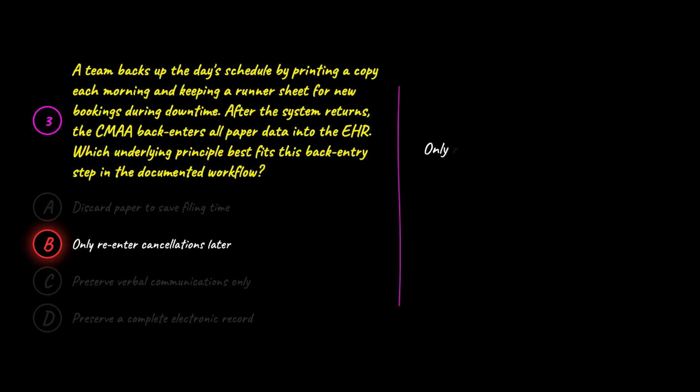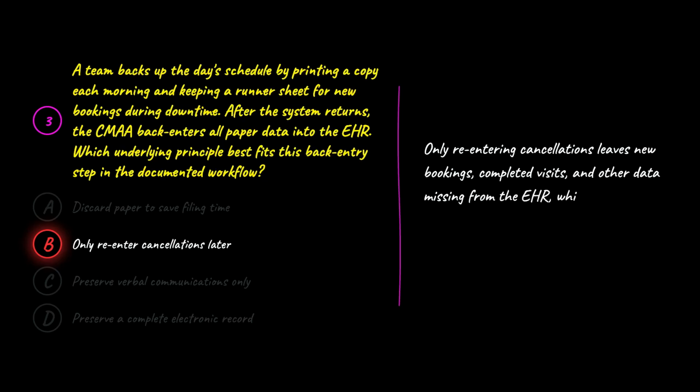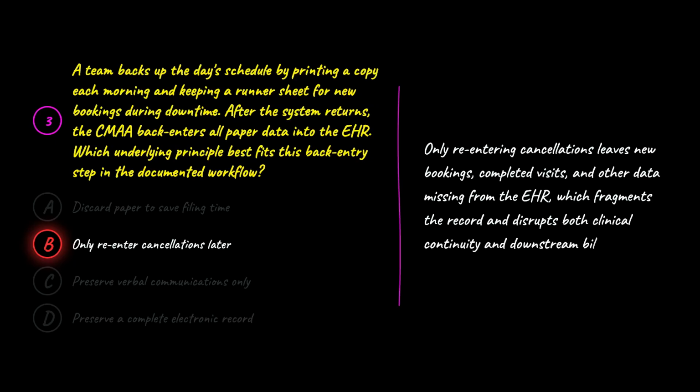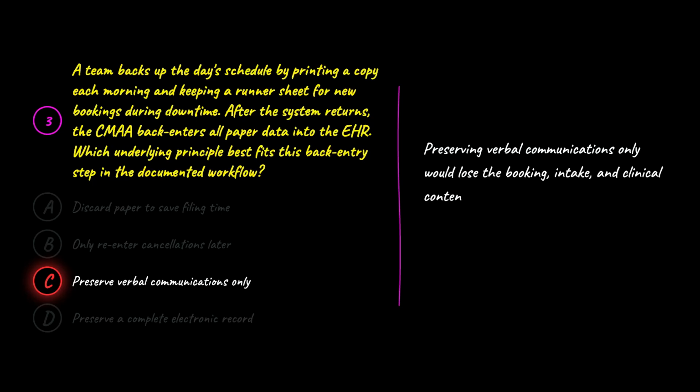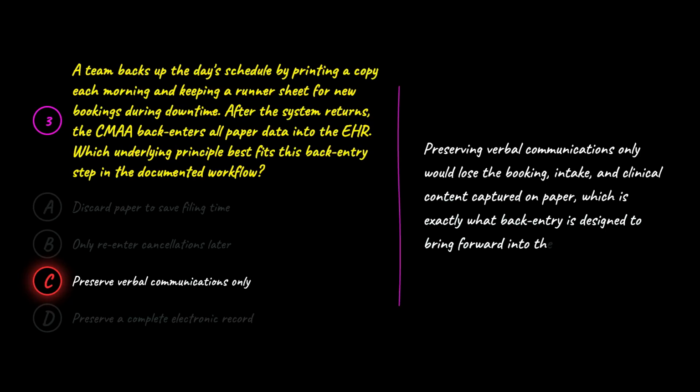B is wrong because only re-entering cancellations leaves new bookings, completed visits, and other data missing from the EHR, which fragments the record and disrupts both clinical continuity and downstream billing accuracy. C is wrong because preserving verbal communications only would lose the booking, intake, and clinical content captured on paper, which is exactly what back entry is designed to bring forward into the electronic record.